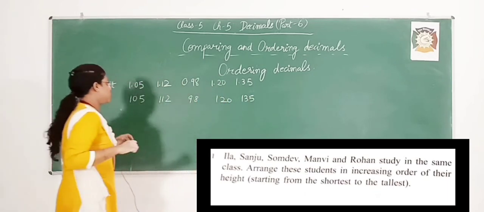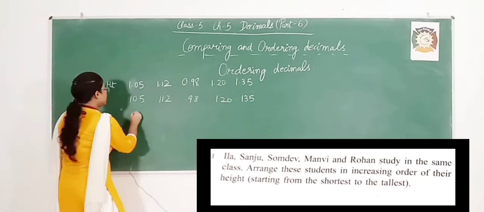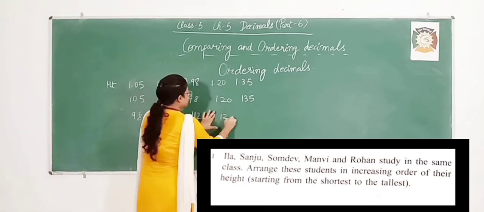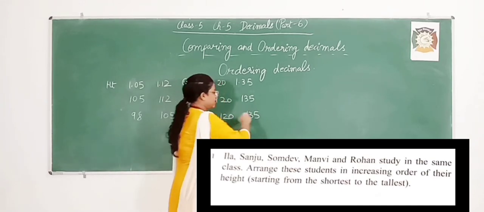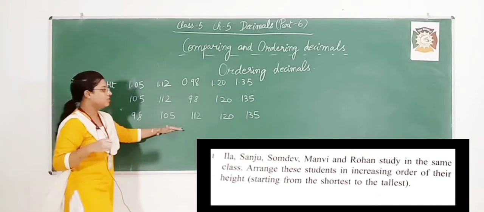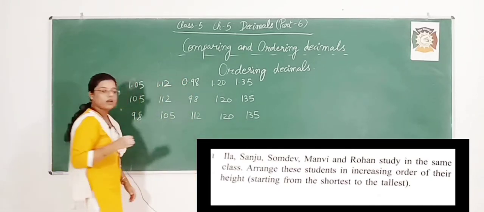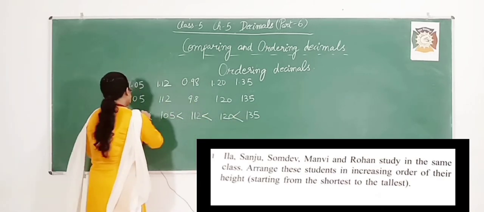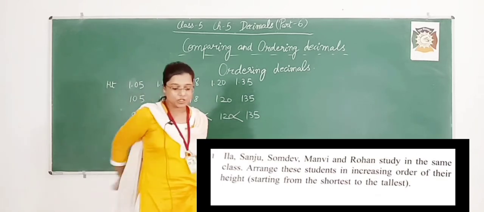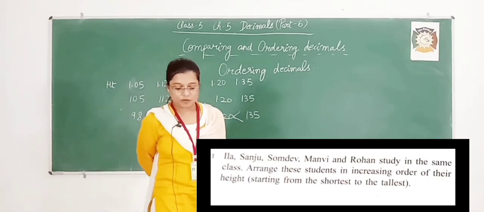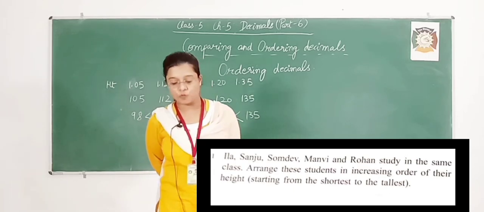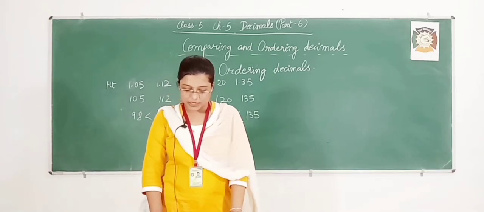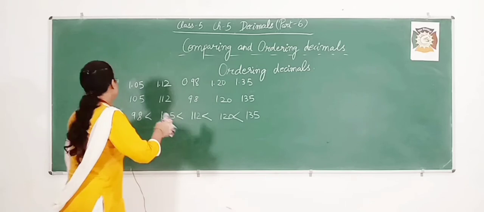In the next step, you will arrange them in ascending order. So 98 will come first, then 105, then 112, then the greater number 120, then the greatest number, that is 135. You have arranged these numbers in increasing order of their values, right? So we'll put the greater sign like this, and you will write their respective names here, and you will tell students that in increasing order of their heights are Somdev, Ila, Sanju, Manvi and Rohan. Okay. In the next question, you have to arrange the numbers in descending order. Let me do that also.